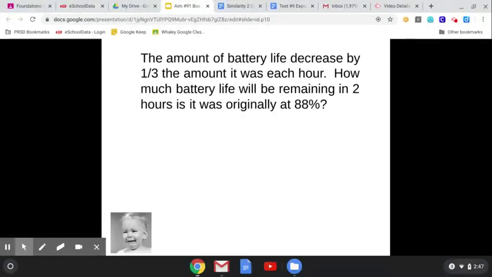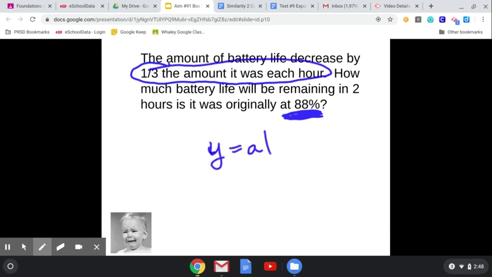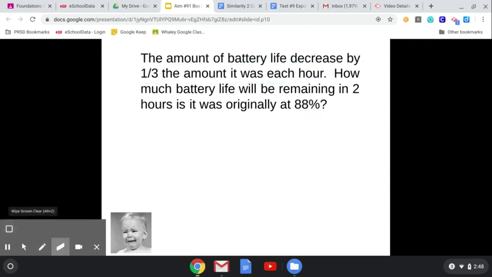The amount of battery life decreases by 1/3 the amount it was each hour. How much battery life will be remaining in 2 hours if it was originally 88%? I know you're thinking, I see a percentage, but that percentage is like our initial value. This is really how much it decreases by 1/3. So it's A equals B to the X. Our initial amount, we'll just put 88. We'll just know the answer we get at the end is a percentage. Let me erase that. This came out a little sloppy.